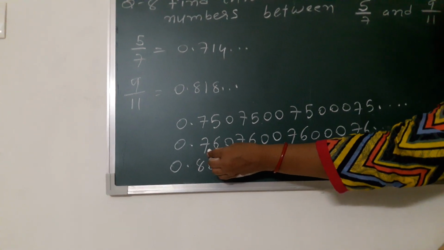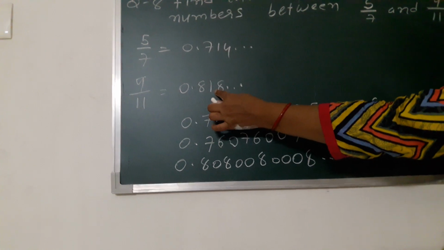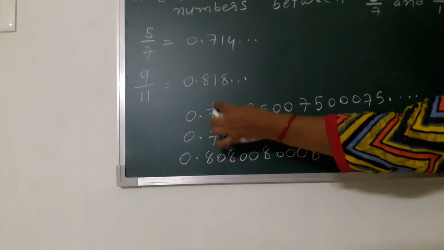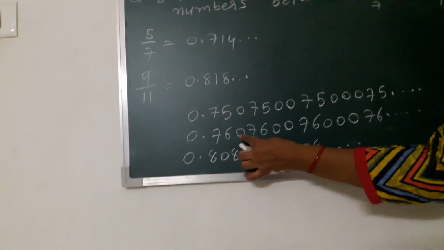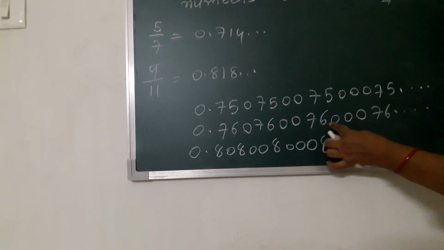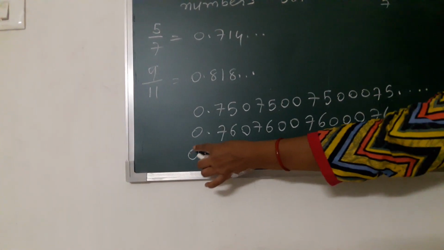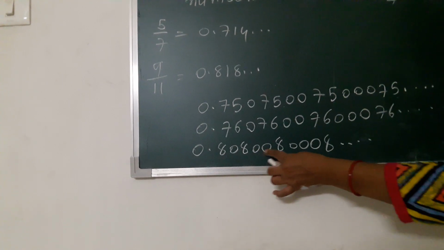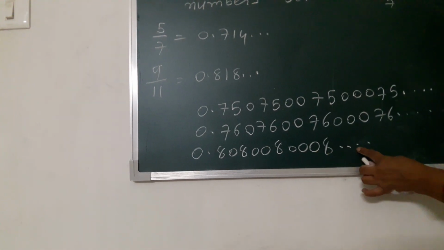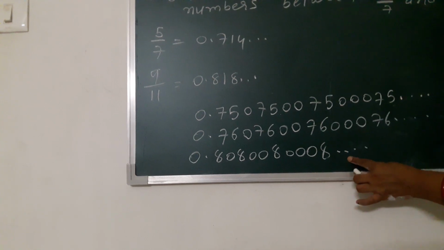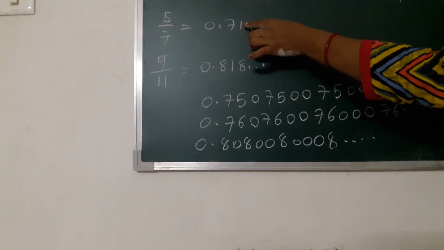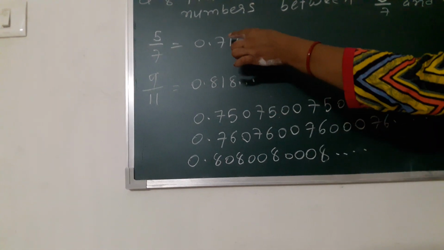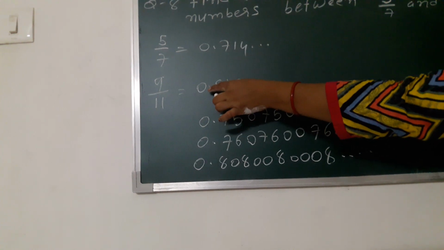Here also we are taking this type of number between both these points, between 0.71 and 0.81, that is 0.76, 0.076, 0.0076 up to infinite, and another is 0.808, 0.0808, 0.00808. So you can take any other example also. You can find another irrational number between 0.71 and 0.81.